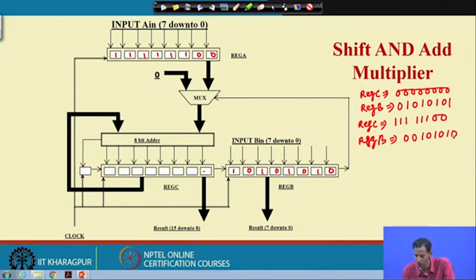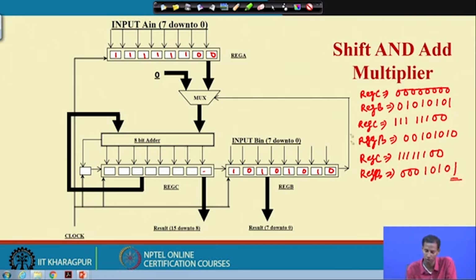Then again it is 0, means it will choose 0. So, at that time 0 is added with this. So, that means now register C will not change its value, correct. So, that means it will remain the same. Then again this 0 will come over here. So, that means now the value of register B will be 0 0 0 1 0 1 0 1. Then again this 1 will come out and again it will choose A in this particular case.